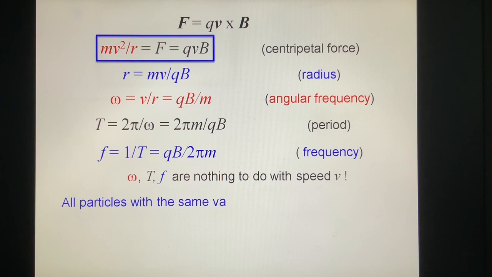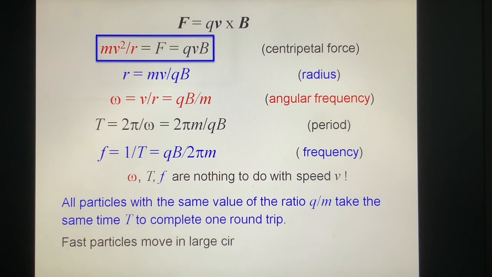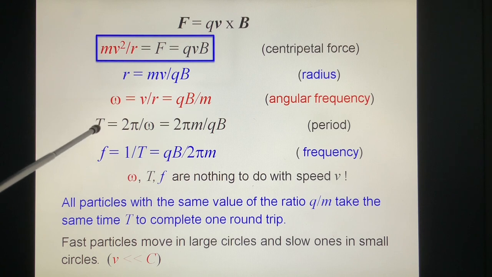All particles with the same value of the ratio q over m take the same time period to complete one round trip. Fast particles move in large circles and slow ones in small circles. So they will have the same period, same frequency, same angular frequency.